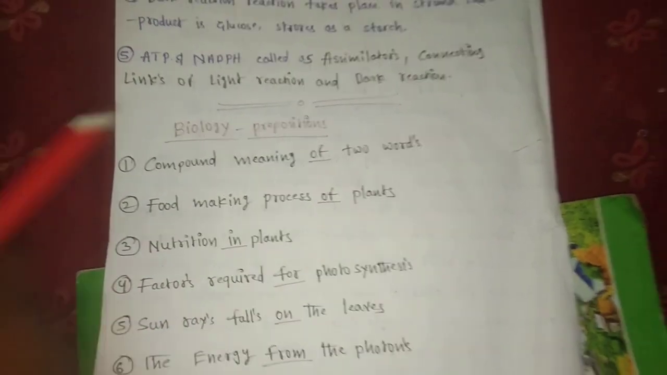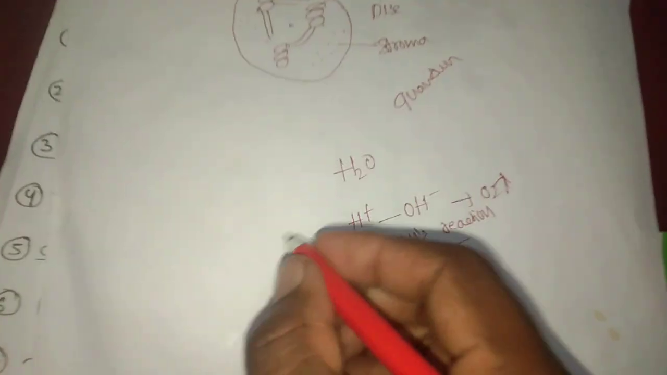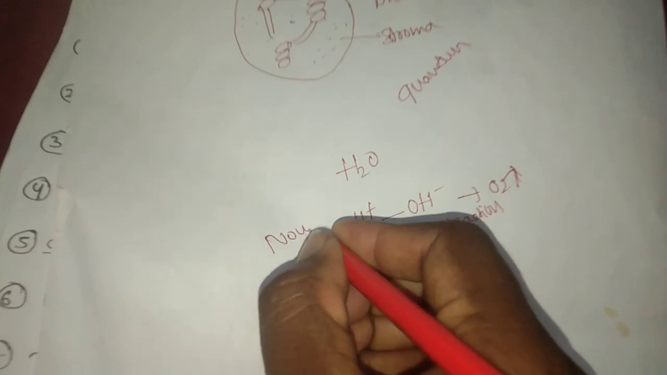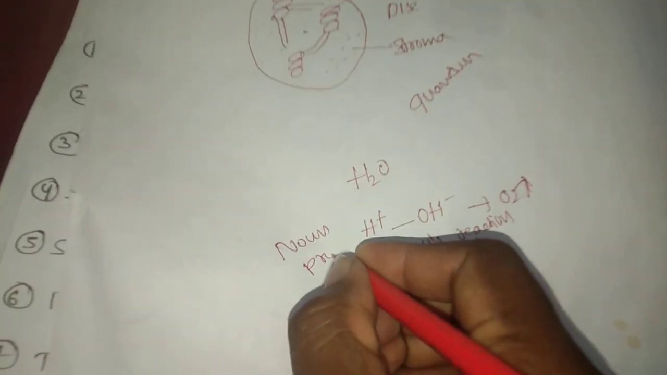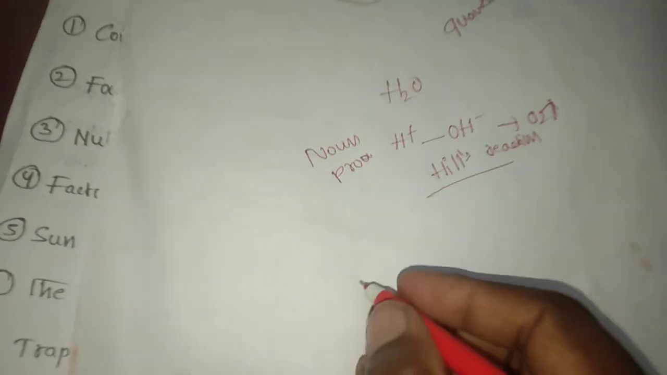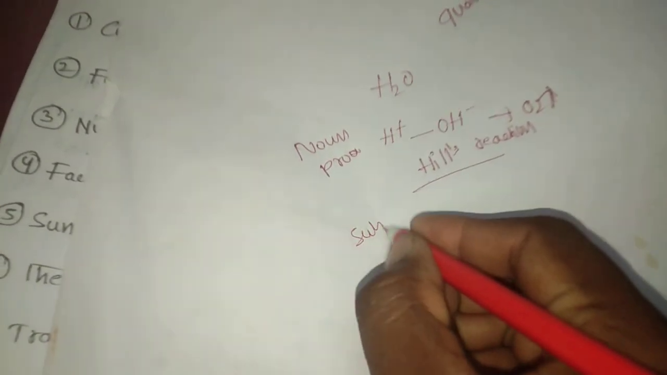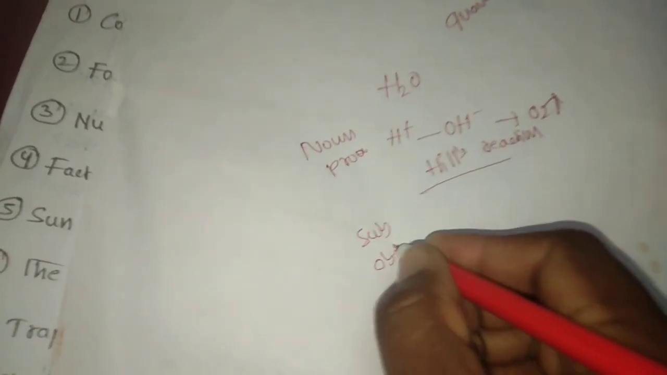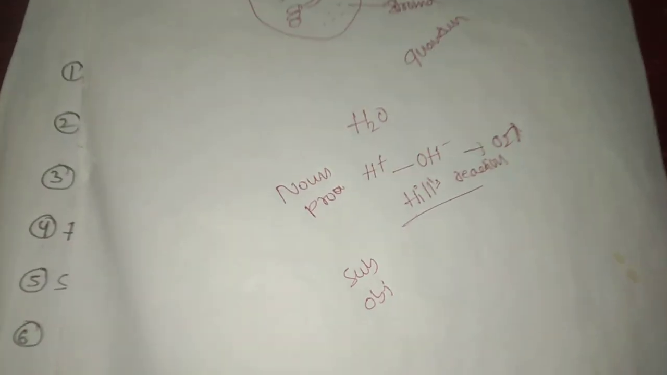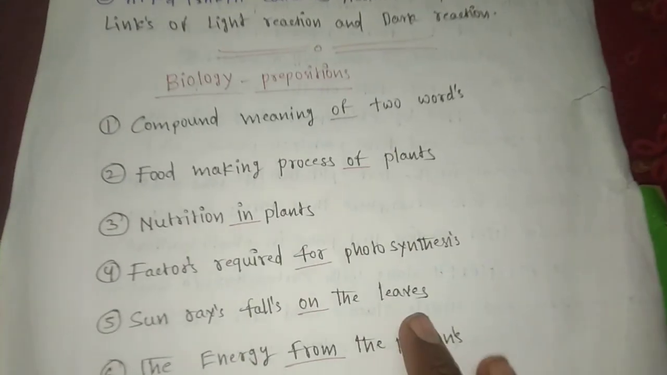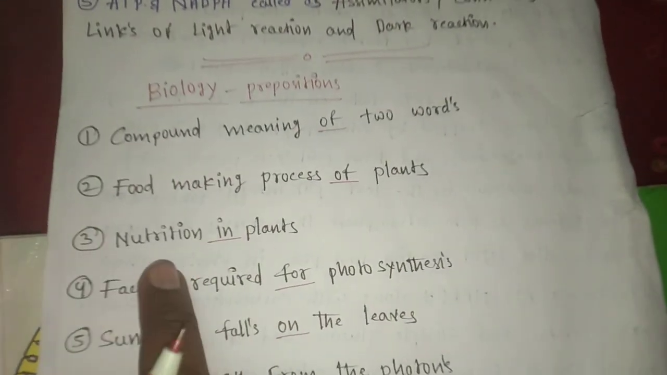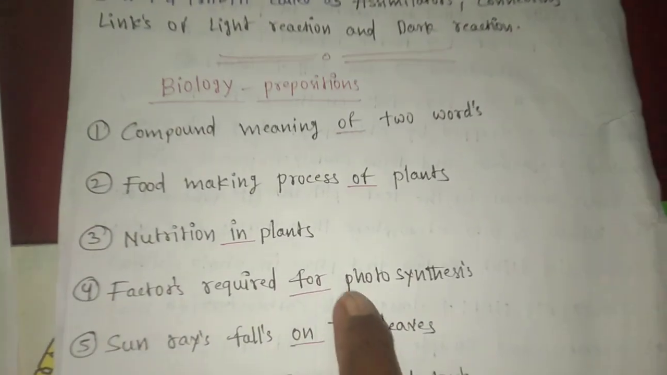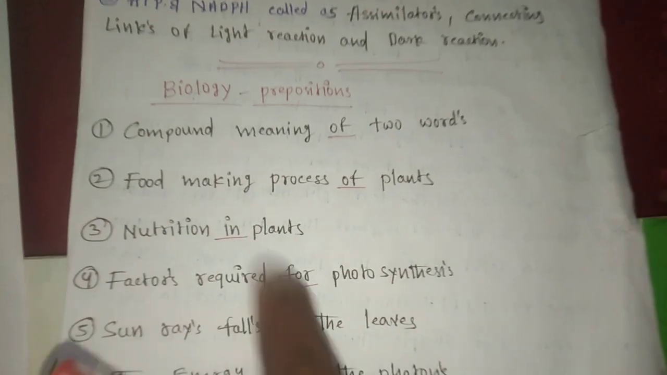As I told you in the previous videos, a preposition is a word which is placed before the noun or pronoun, or subject or object of the sentence. What is subject? What is object? The important word in the sentence is called the subject. Nutrition in plants: nutrition is the subject, plant is the object. So before the object there is one word which makes complete meaning.